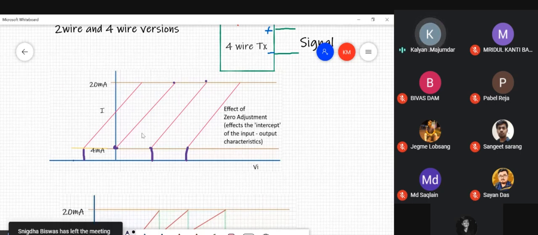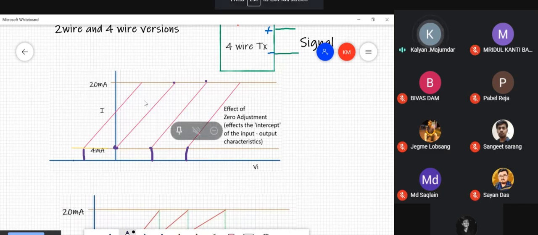So zero adjustment is identical or equivalent to saying that you are changing the intercept of the line that represents the input-output characteristics. I repeat, zero adjustment means, physically, you're defining the value of the input for which you get 4 milliamperes output. Mathematically, zero adjustment means you're changing the intercept of the line that represents the input-output characteristics.